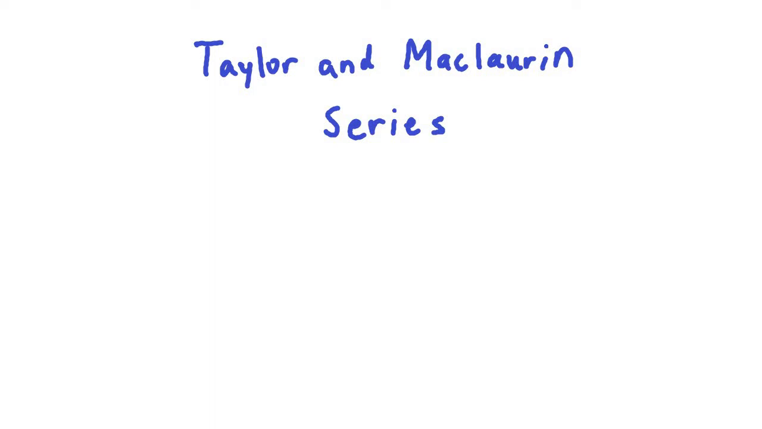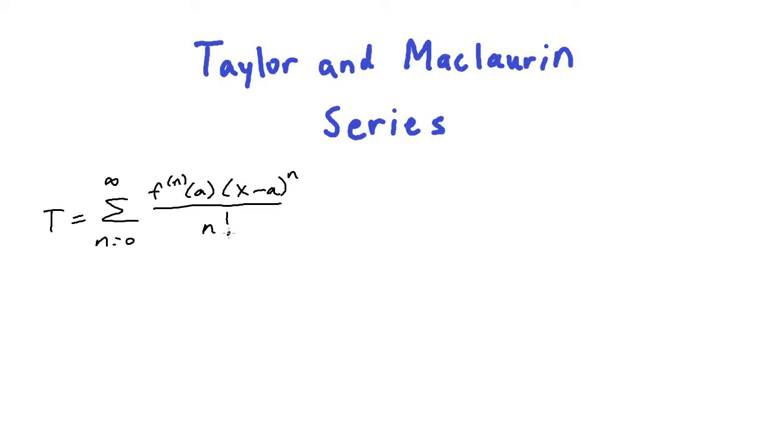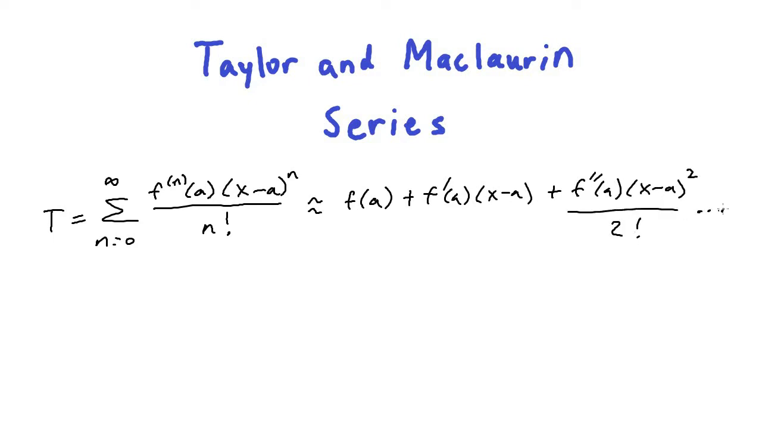So let's take a look at Taylor and Maclaurin series. Now the formula for Taylor series is going to be the series from n equals 0 to infinity of the nth derivative of f of a, and a is just going to be the center value, times x minus a to the nth power over n factorial. And so the first couple terms using the Taylor series will look something like this, where you have f of a plus f prime of a times x minus a to the first over 1 factorial plus f double prime of a times x minus a squared over 2 factorial, and so forth.